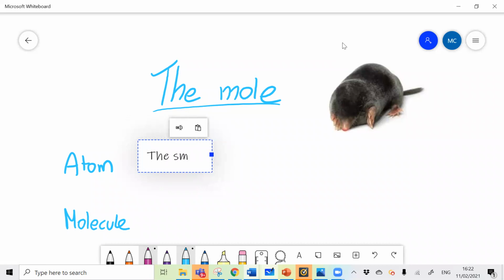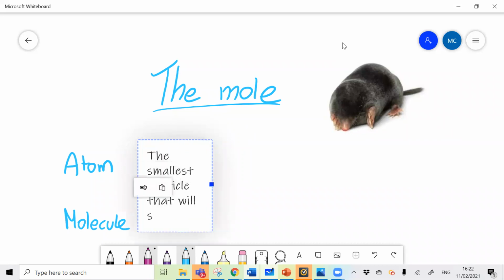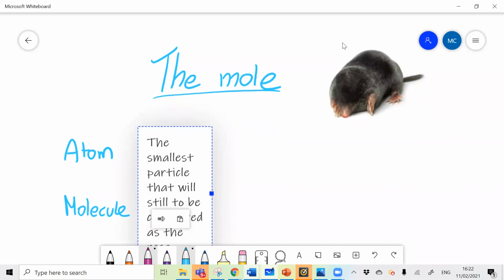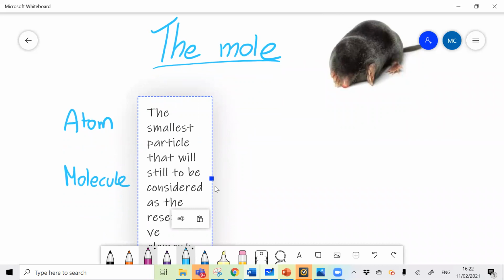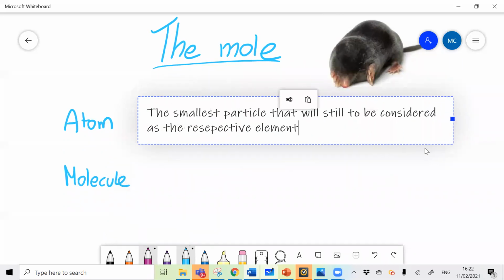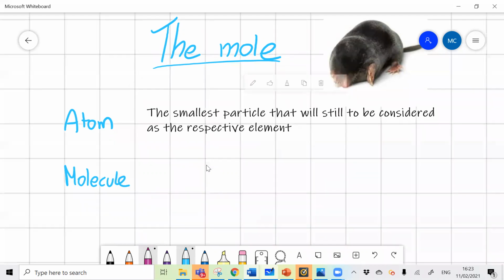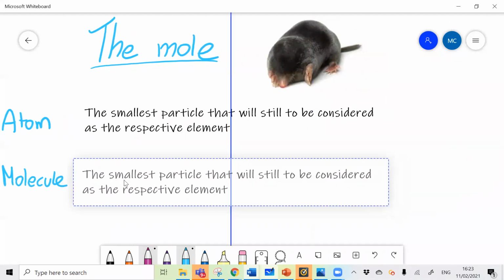So the atom is the smallest particle that will still be considered as the respective element. Okay, so this means that, for example, if you have a piece of gold, it is how many times you can break this piece of gold where you will still have this same particle, this same element.